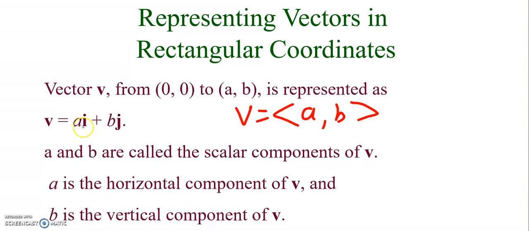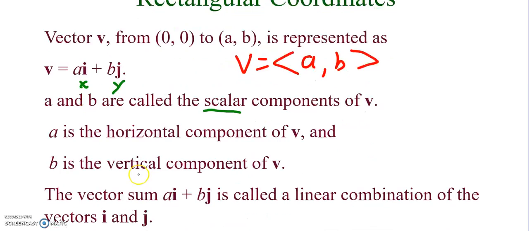Here in the rectangular form we have this i and j component. Think of this as your x direction and this is your y direction, just like here, this is the x direction and the y direction. So i is just a more specific way of telling you that that is the x direction, or the horizontal direction, and j is the vertical direction. A and b are called scalar components of v because they are telling you how far to go in the horizontal direction and how far to go in the vertical direction. So that's why we're calling them scalar components. a is the horizontal component, b is the vertical component.